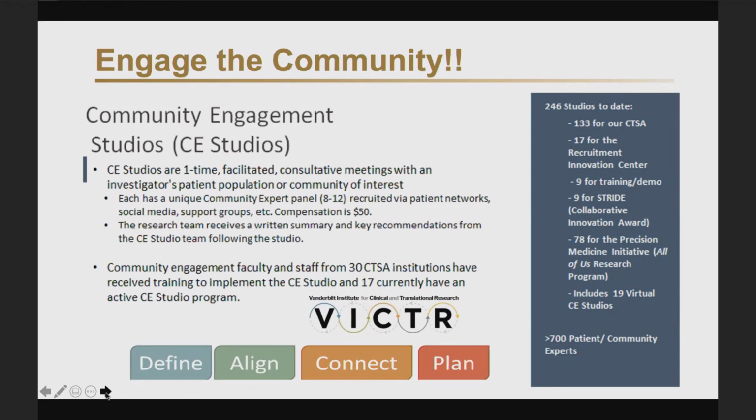So my hope, again, is that folks who are listening who are saying, well, I don't know how to get the community voice, take a look at the Community Engagement Studios and see where you might be able to make some changes, some innovative changes and strategies in terms of how to engage communities.